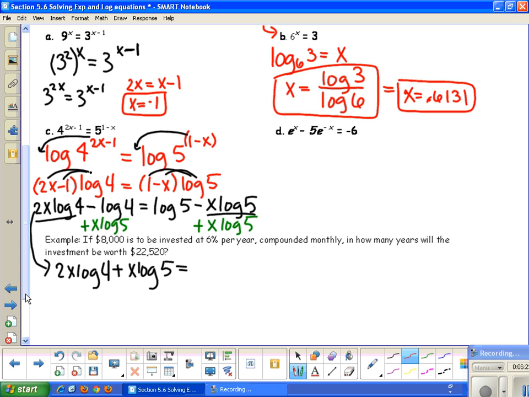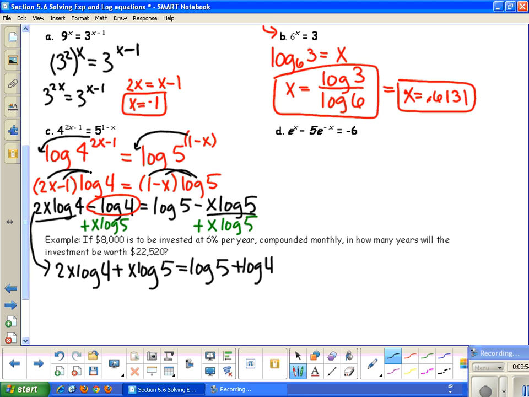And then I want to get the log 4 to the other side. So in order to get this to the other side, I have to add it. So when I add that, that gives me log of 5 plus the log of 4.